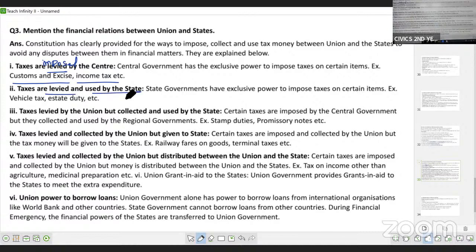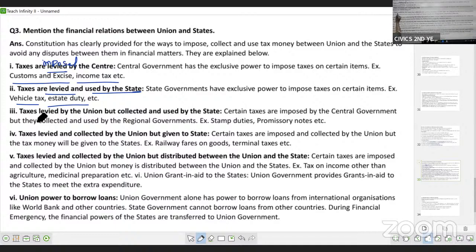Next is taxes levied or imposed and used by the state. Here the taxes are imposed by the state government and used by the state government. Only the state government has power over such things like vehicle tax. When you buy a vehicle, you pay registration charges to the state government. Then tax on estate duty: when you are getting your property registered, you pay the registration charges to the state government, and the state government will determine how much you should pay.